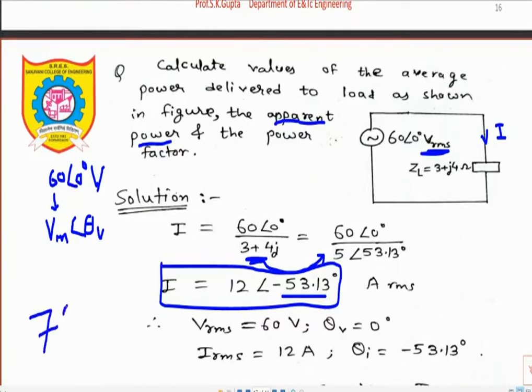720 watt, no. What is the unit of apparent power? Volt ampere. Sorry, it is not watt, it is volt ampere. So apparent power is 60 into 12, that means 720 volt ampere.